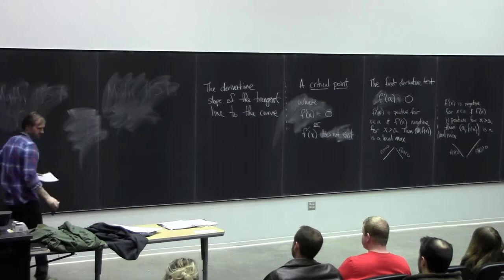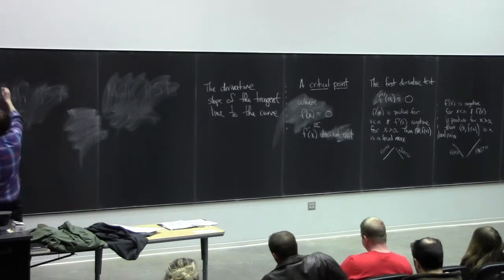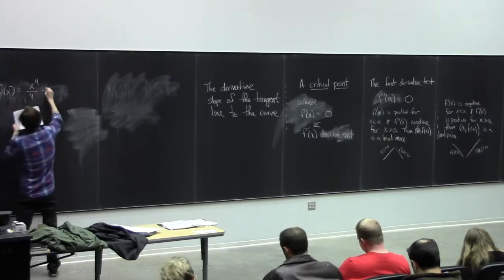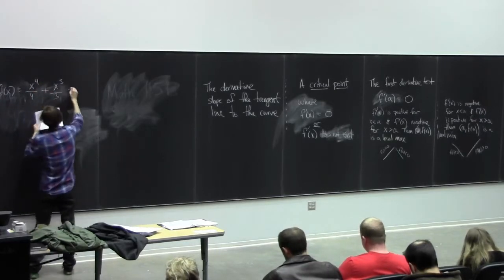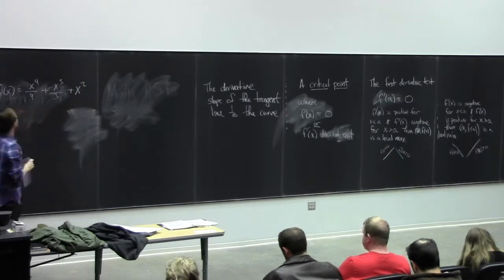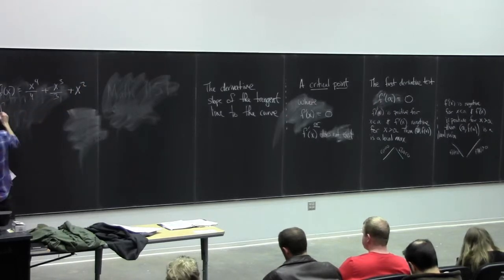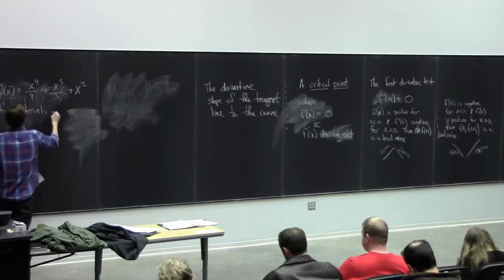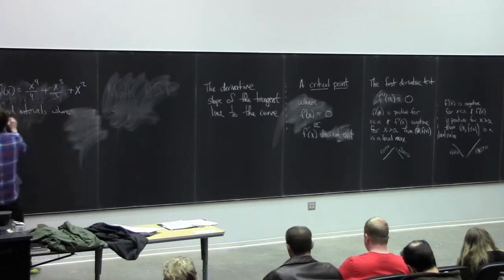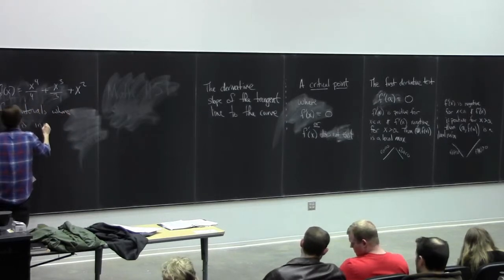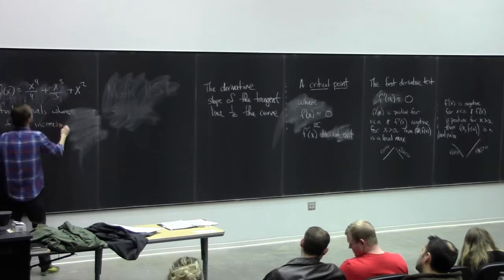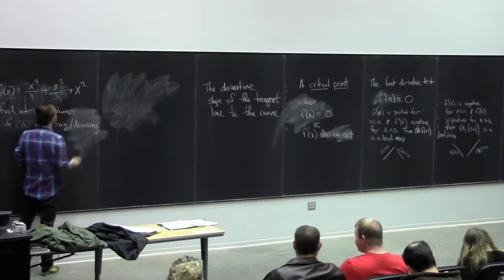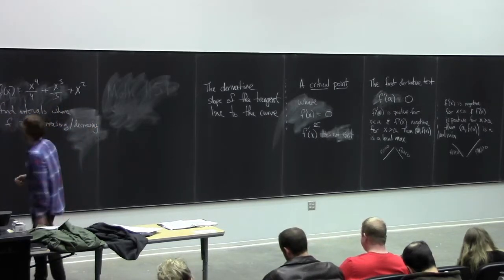Okay. So, all right, here's the example. f of x equals x to the 4th over 4 plus x cubed over 3 plus x squared. There's our function. Find the intervals where f is increasing, decreasing, and find the local extrema.